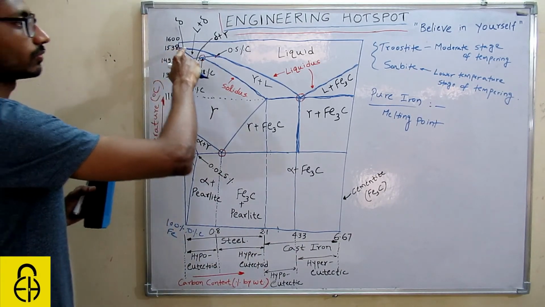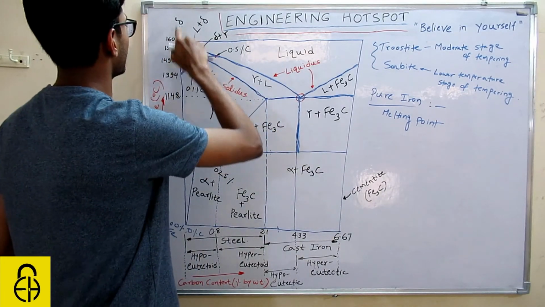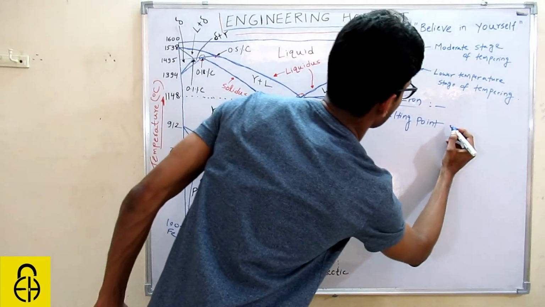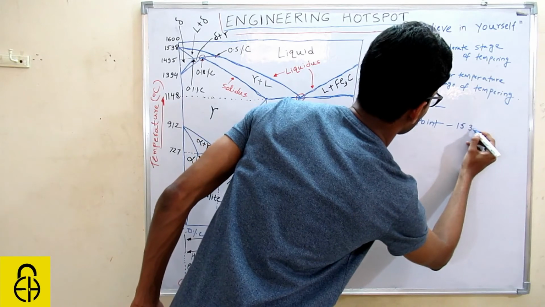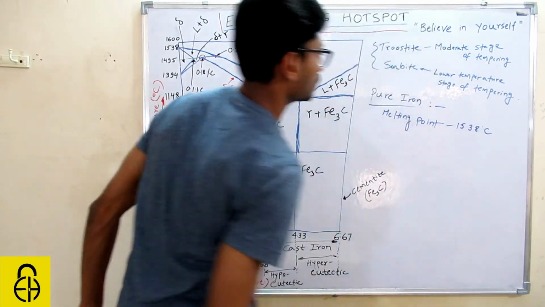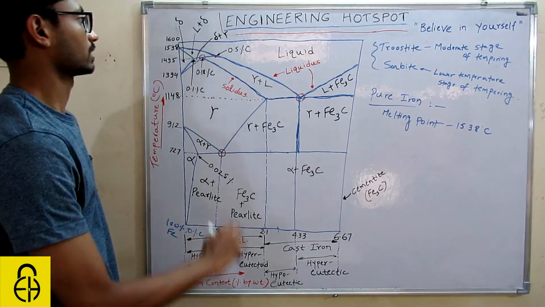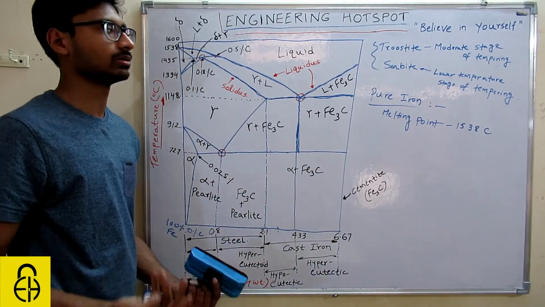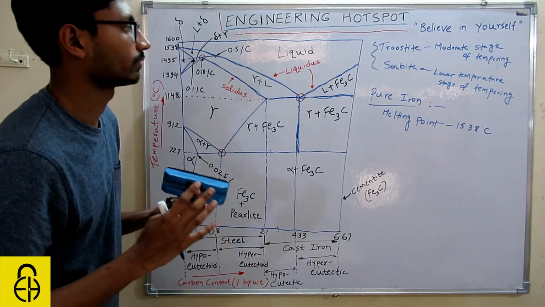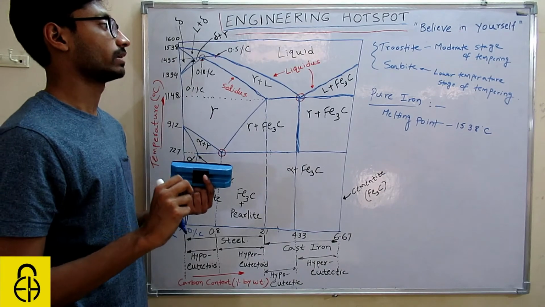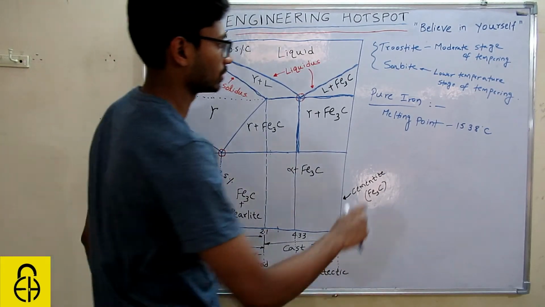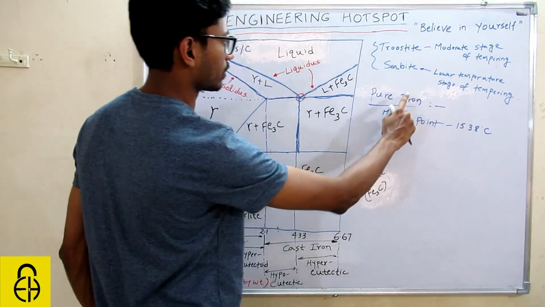So you can see at 1538 degrees Celsius, if you go above this temperature, you will find only iron in the liquid form. So this is the melting point of pure iron.